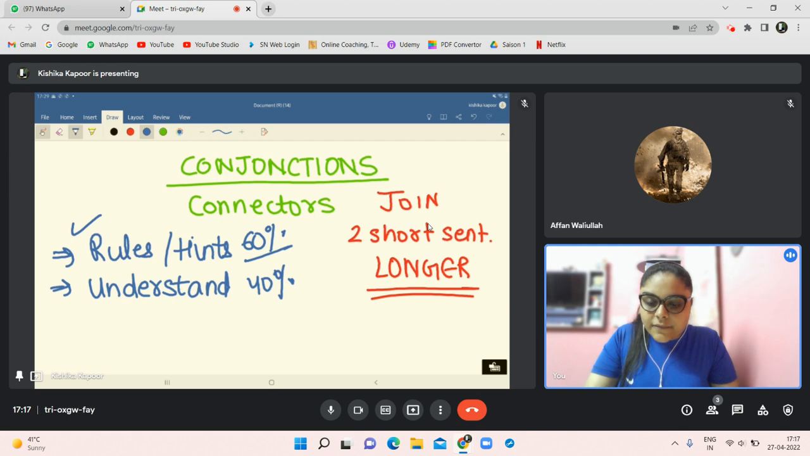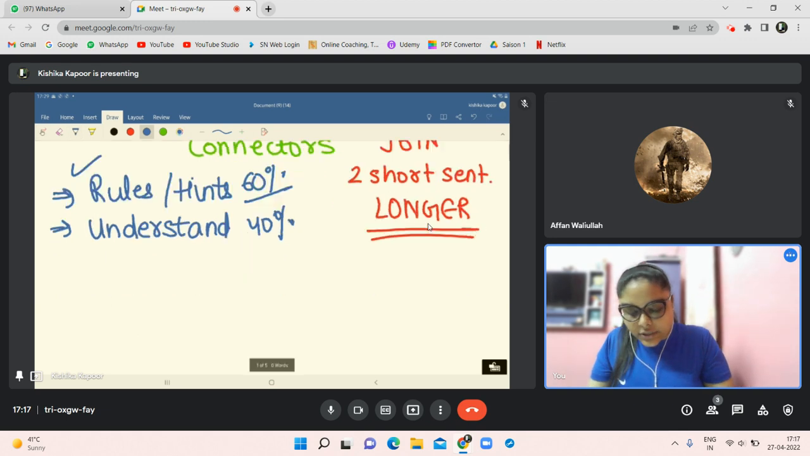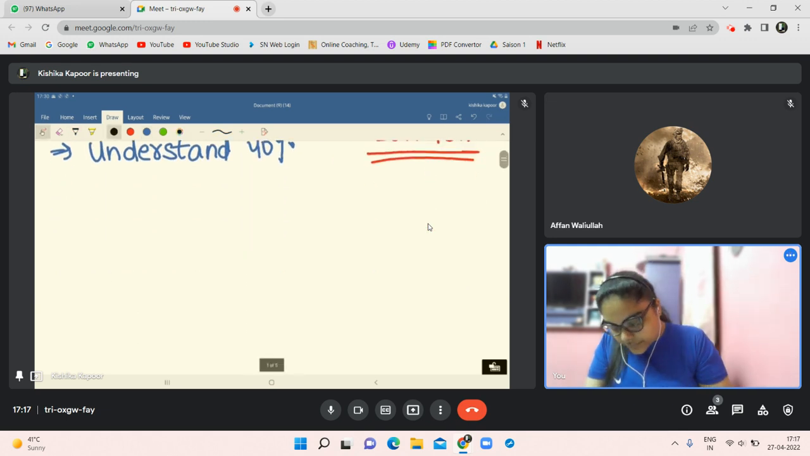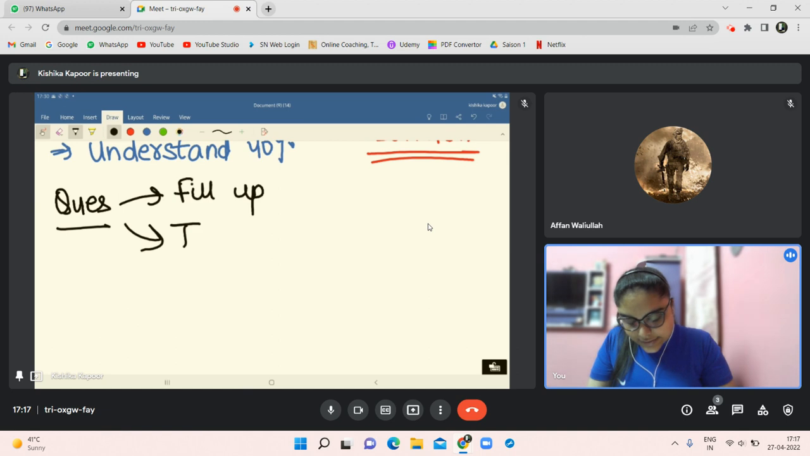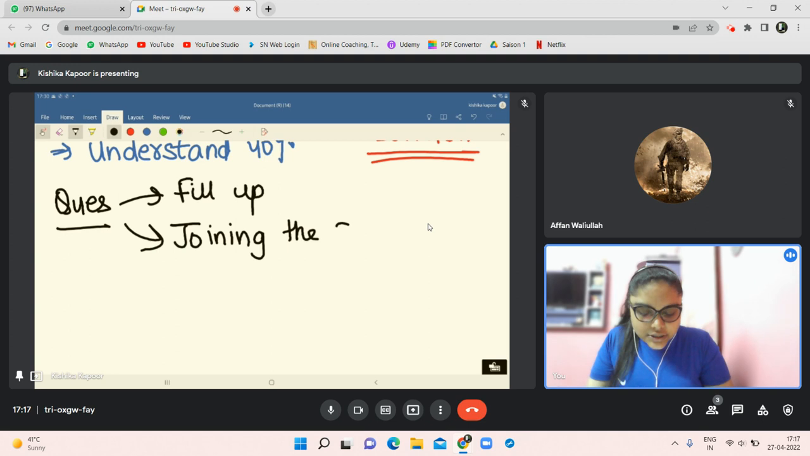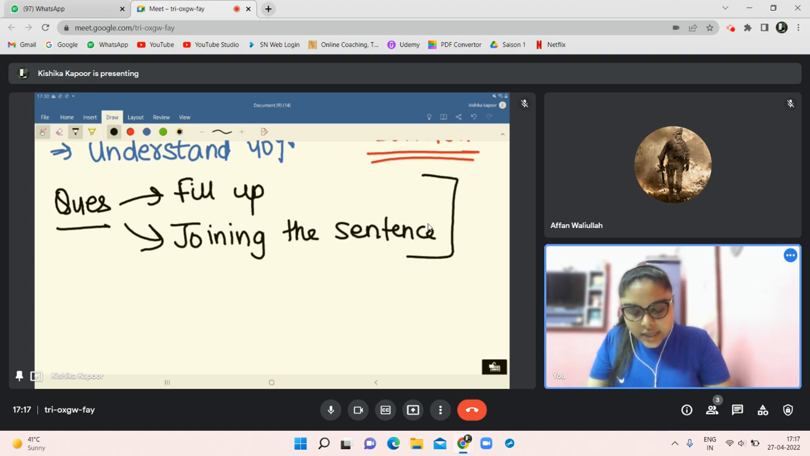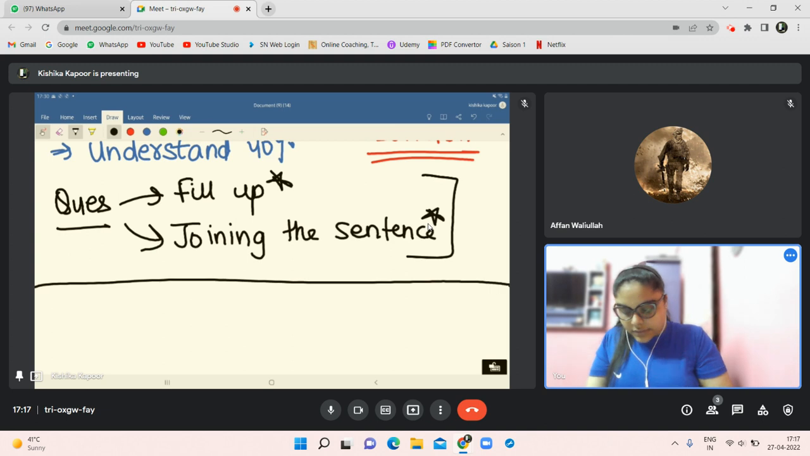Okay, in the exam you can get two types of questions. The first type of question will be fill in the blank: you have a sentence and you need to fill in a conjunction. The second type is joining the sentences: we have two short sentences, we need to put the conjunction and join the sentences. In the book we have this, but in the workbook we have that, so there is a possibility of getting both.